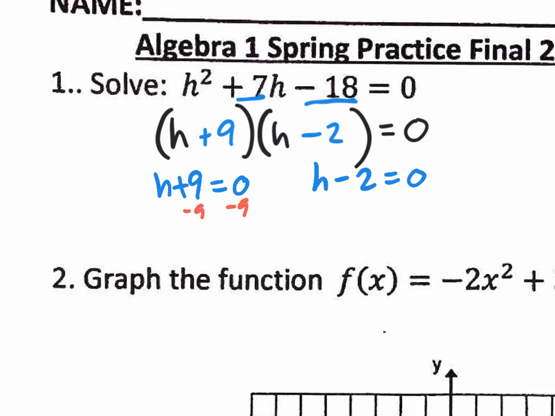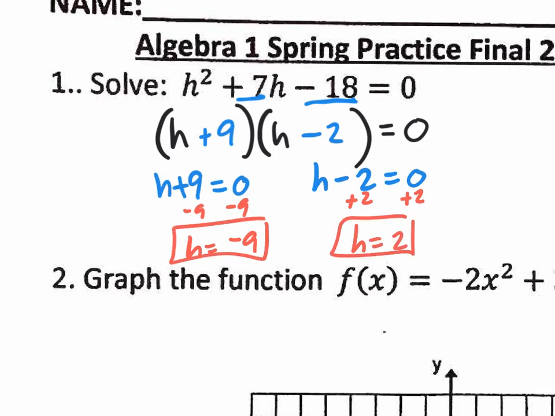Minus 9 on both sides. H equals negative 9. Over here, plus 2 on both sides. H equals positive 2. Those are your two answers for number 1.